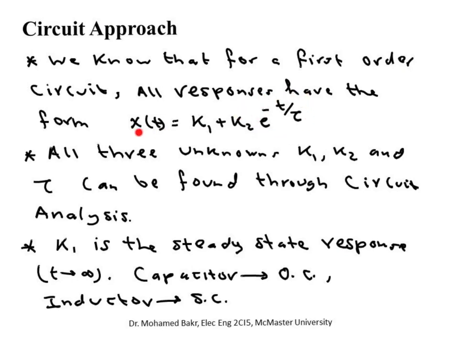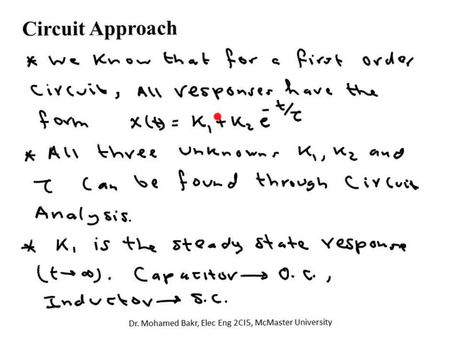of t, which can be a voltage of a capacitor or a current of an inductor, x of infinity, which is the steady state case, will give me K1. So K1 is the steady state response, okay? We can calculate this steady state response by making all capacitors open circuit and by making the inductor in the circuit a short circuit, okay? So we can find K1.